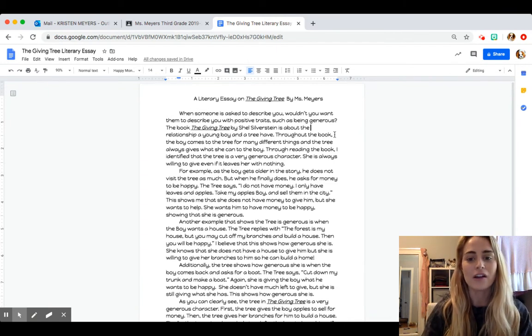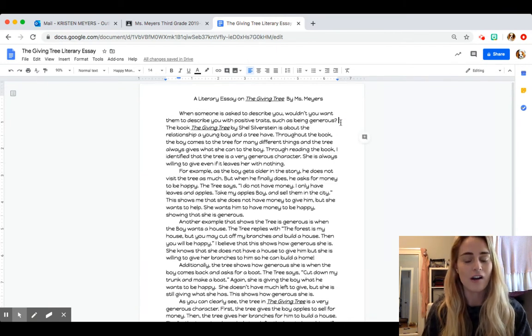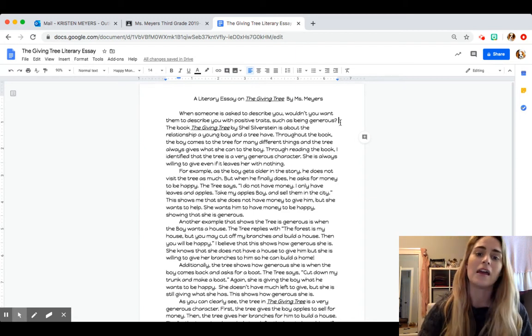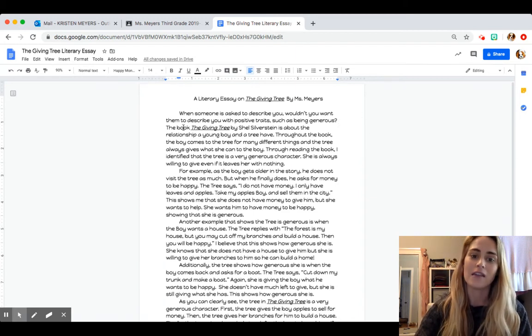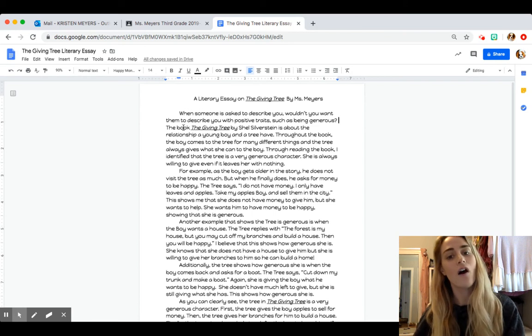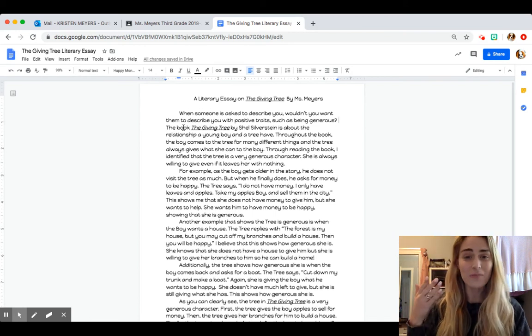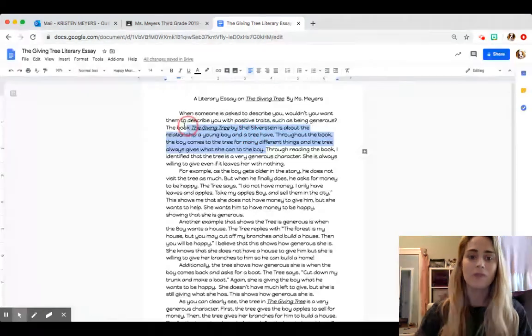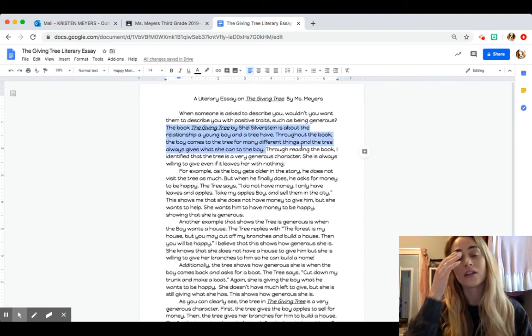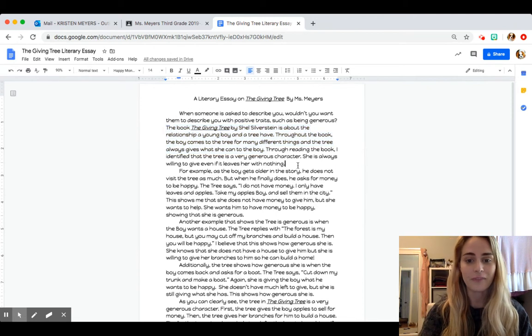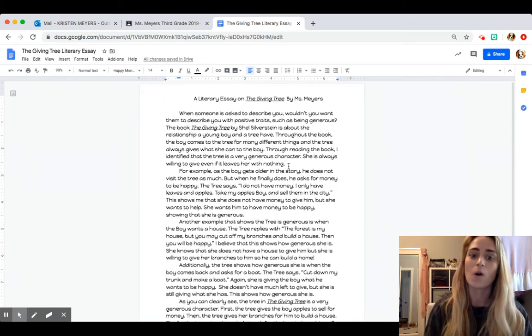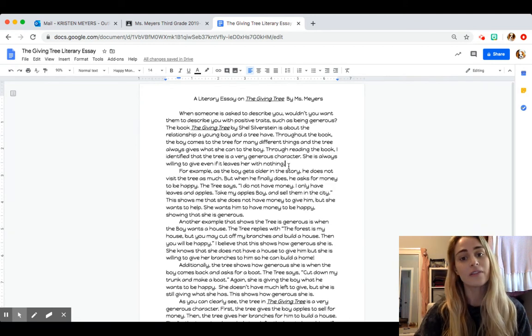Then we have our introduction, right? We started off with my hook. Then in the introduction, I say the book, The Giving Tree, and then I give the author, and then it's followed by that short summary, right? So I have my summary included right after the title and the author. Then I end it with my claim, right? That through reading the book, I identified that the tree is a very generous character. She is always willing to give, even if it leaves her with nothing.